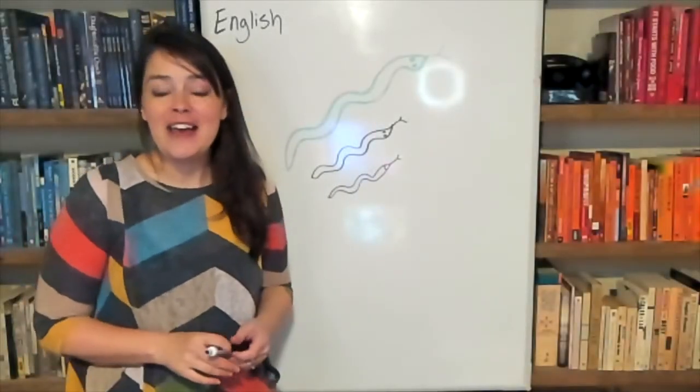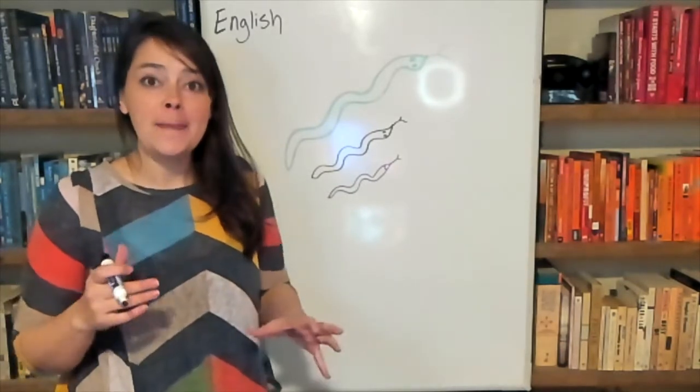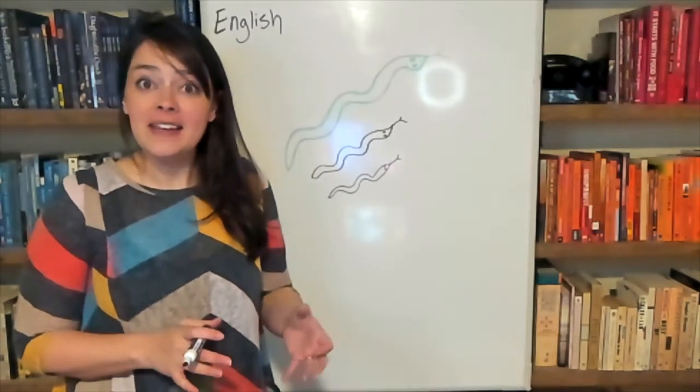In English, we have been talking about adjectives. Adjectives are words that describe nouns. They can tell us what kind, they can tell us how many.